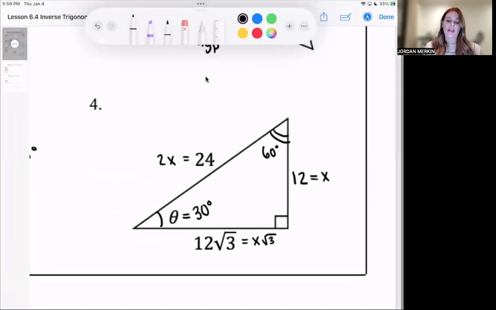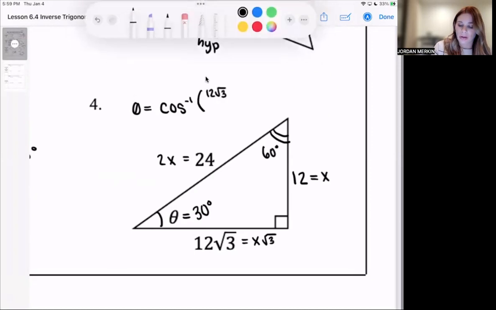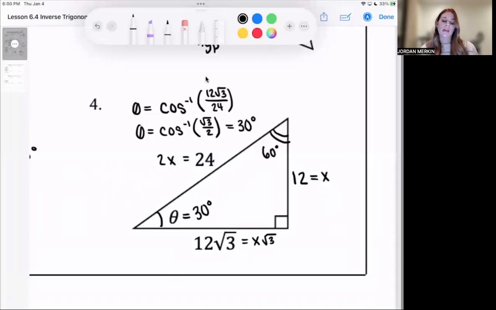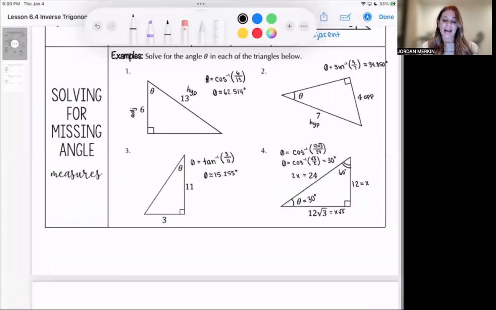Now, if you didn't figure that out, what you could have done is done the ratio. So you would have said, well, theta would equal, we're given the adjacent and the hypotenuse, so inverse cosine of 12 root 3 over 24. Well, if you simplified that, it's inverse cosine of root 3 over 2, which is 30 degrees. Okay, so you did not really need a calculator for that one. All right, so let's go ahead and move on.